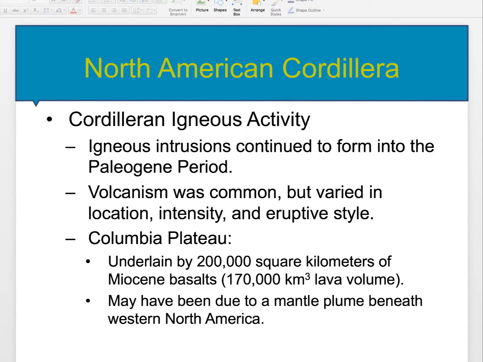Now, looking at other Cordilleran igneous activity, we want to talk about the Columbia River Plateau. And this area is considered a flood basalt province. This Columbia River Plateau is underlain by more than 200,000 square kilometers of Miocene basalt. And the volume is estimated to be 170,000 cubic kilometers of lava. And they're probably due to some mantle plume.